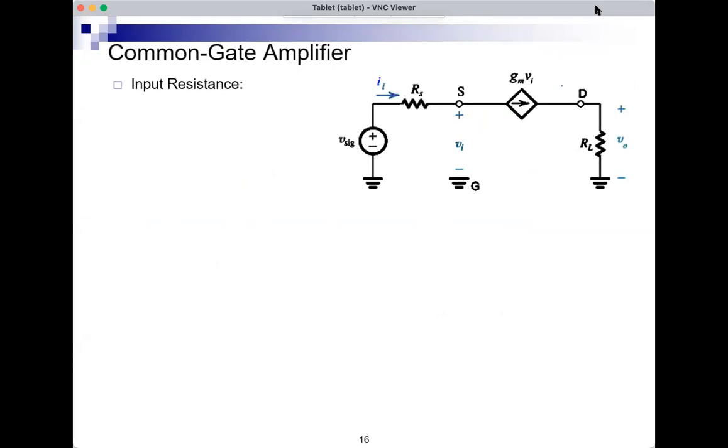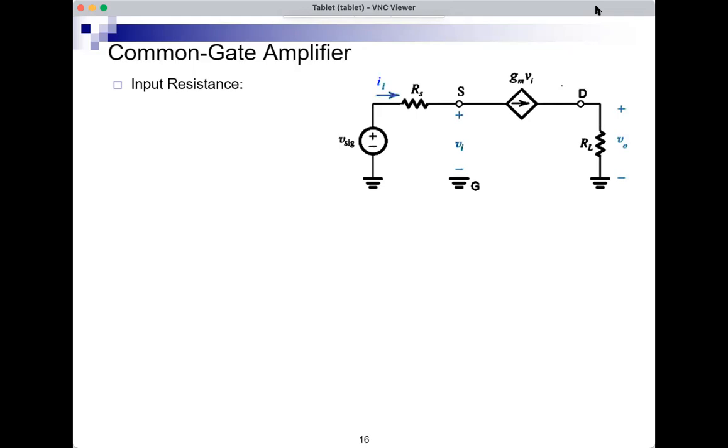So V sig, R sig, and the input is at the source. There is a gm Vgs from drain to source, which is equal to a gm Vi from source to drain. And then the output is taken from the drain to ground. That's it. So let's start with the input resistance. We want to find the characteristics of the amplifier: input resistance, output resistance, and open circuit voltage gain.